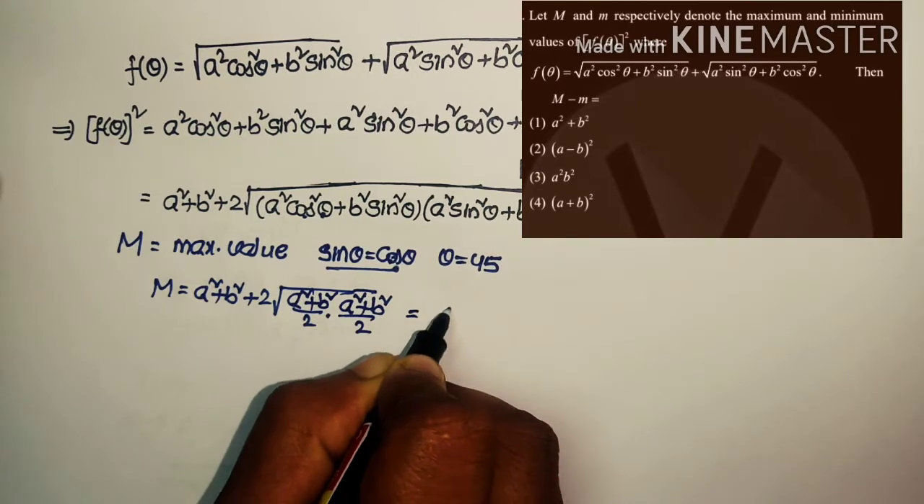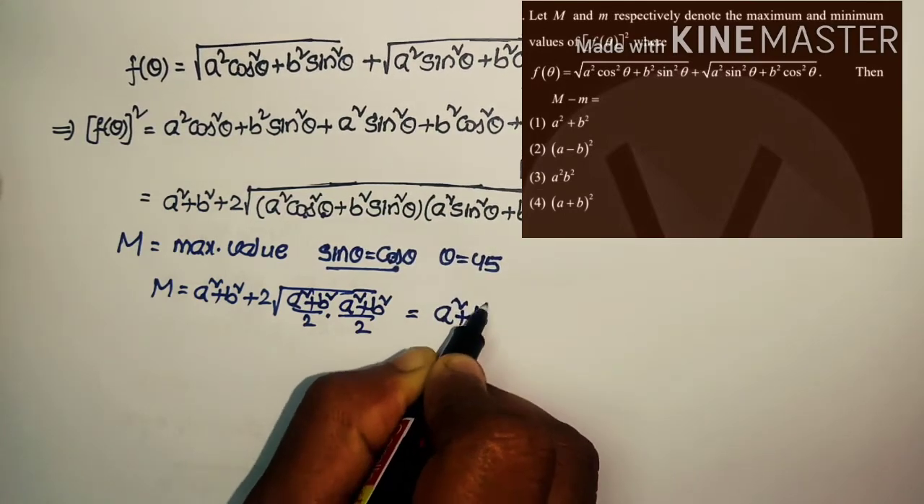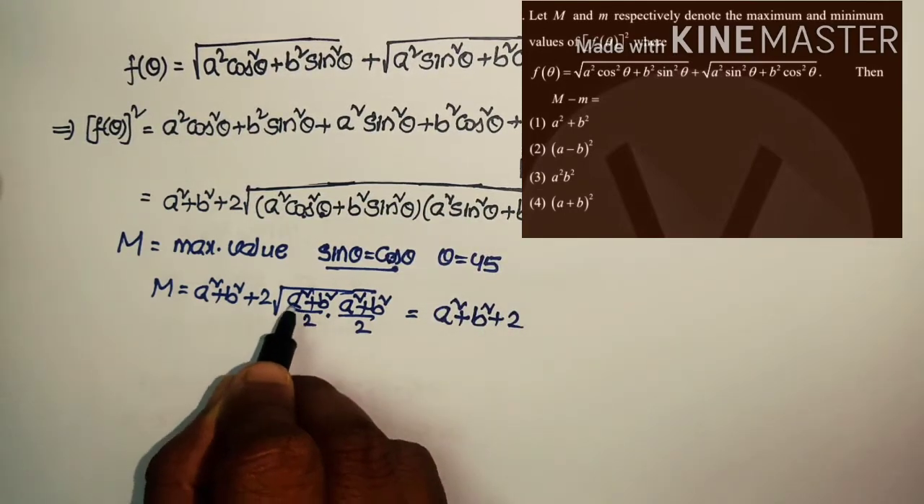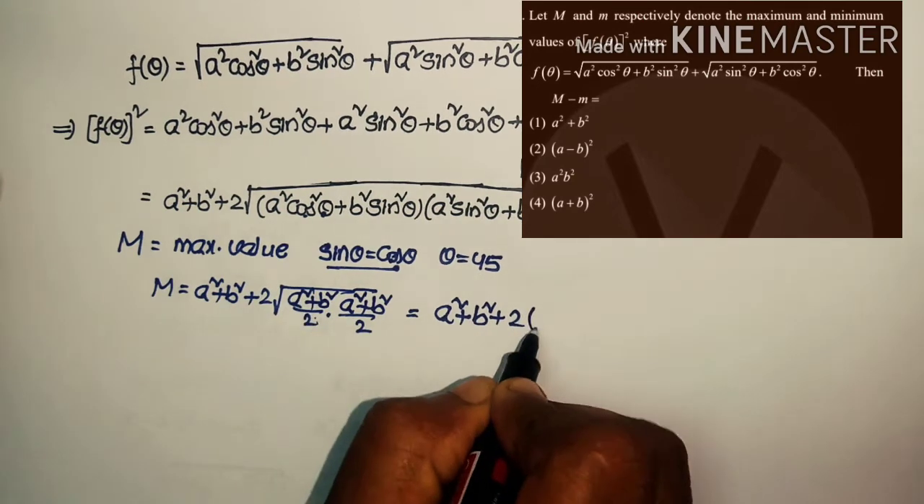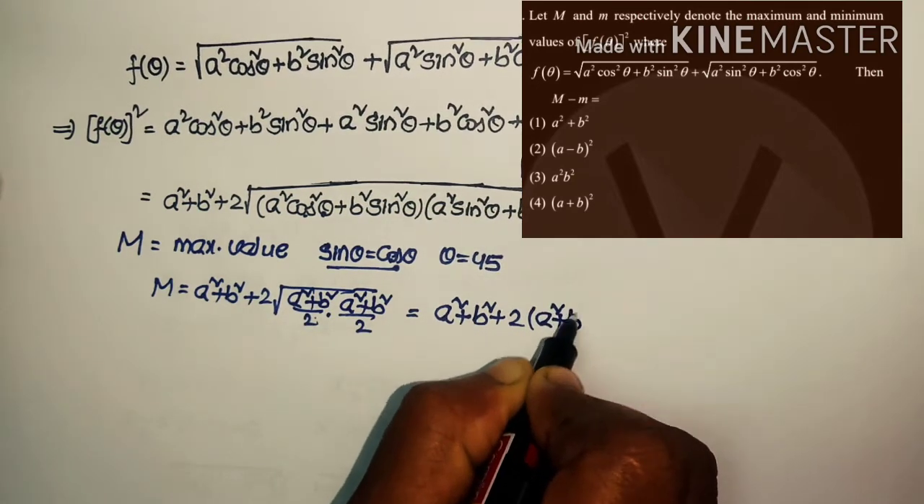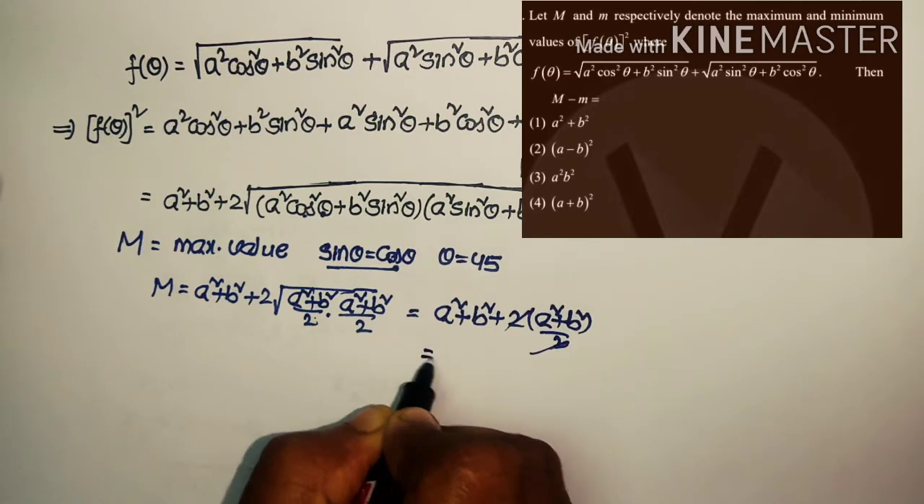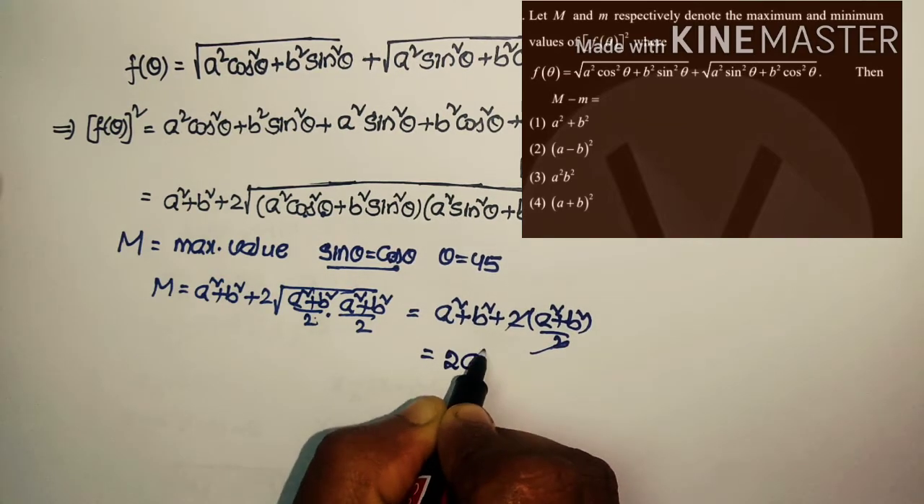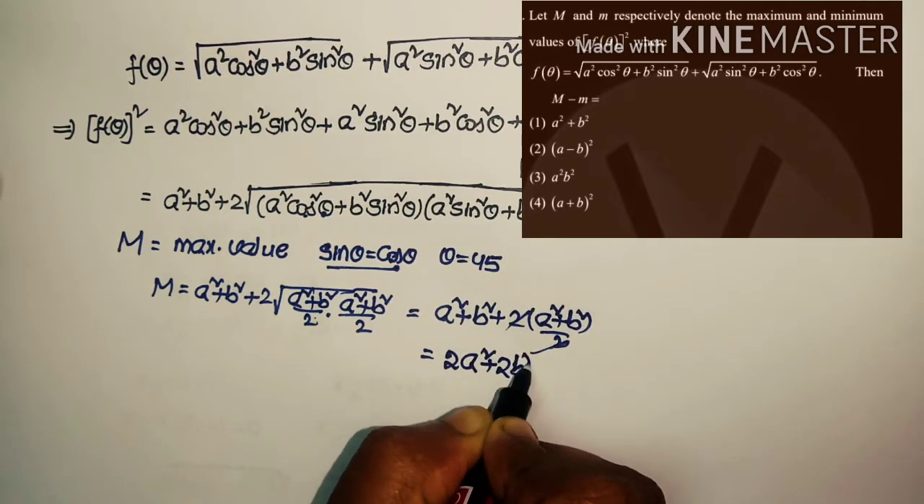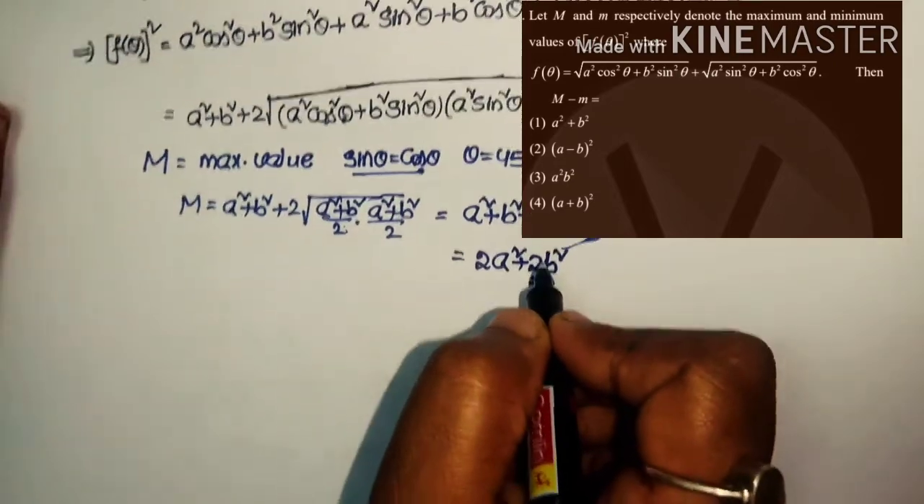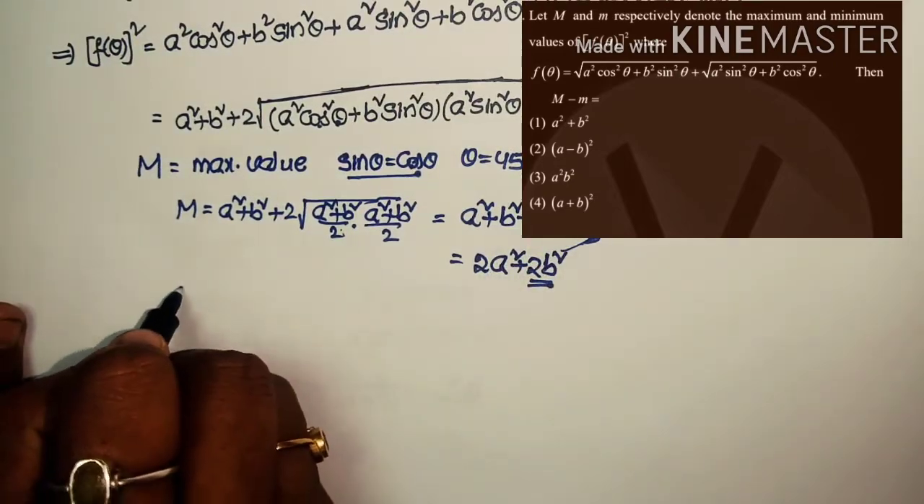And this is equal to a square plus b square plus 2 into, now this is, a square plus b square by 2 whole square, which returns the value a square plus b square by 2. And this is equal to 2 into 2a square plus 2b square. Now this is the maximum value of f of theta whole square. Next we take the minimum value. So the minimum value is equal to small m.